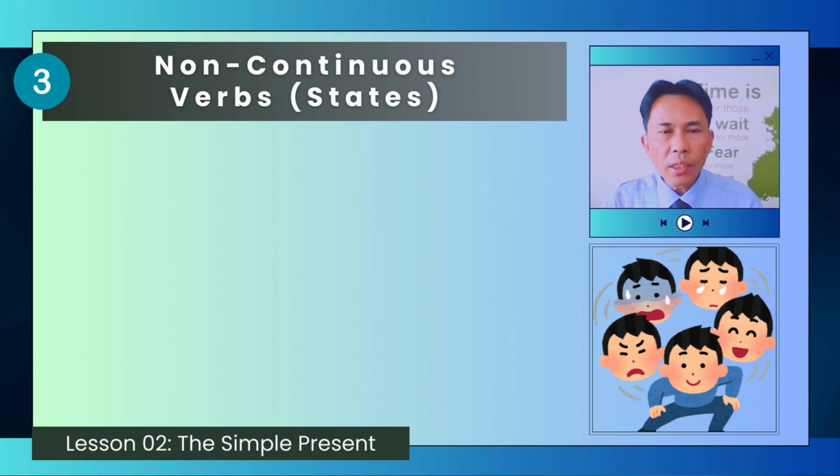We also use the simple present tense with non-continuous verbs. These are verbs that we don't use in the continuous form, even if they are happening right now. These verbs are also called states or stative verbs. These are something that connected with our thoughts, our opinions, our feelings or emotions, and our five senses. Here, let me give you some examples.